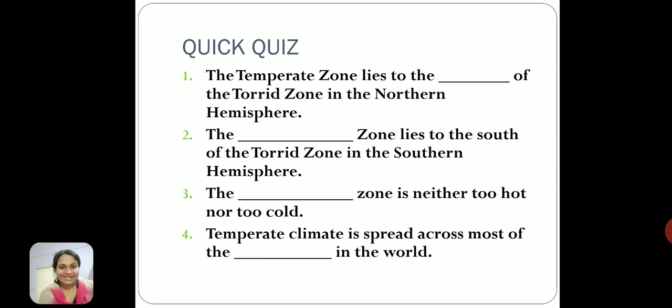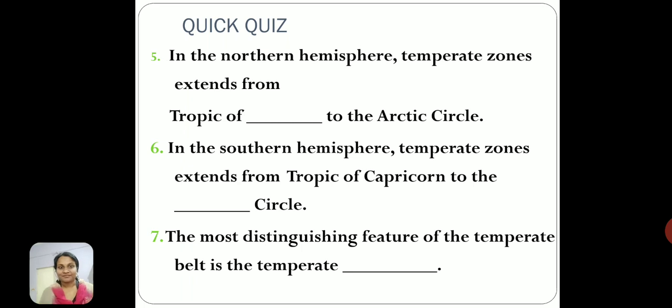Third one, it's a very easy quiz. The blank zone is neither too hot nor too cold. Fourth, the temperate climate is spread across most of the blank in the world. Number 5. In the northern hemisphere, temperate zones extend from Tropic of blank to the Arctic Circle. This is again very easy.